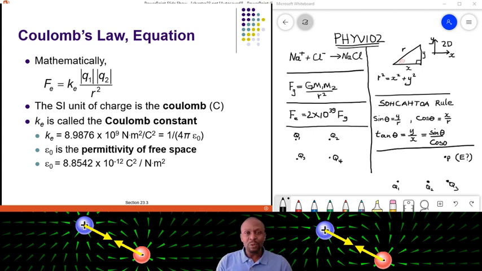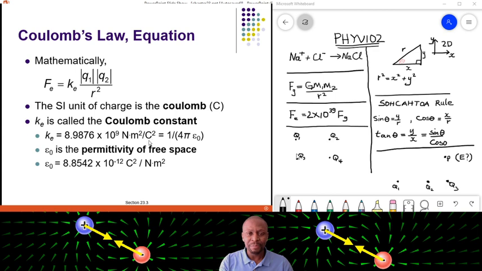Now, the mathematical equation for Coulomb's law is given by this equation here, where Q1 is point charge 1, and Q2 is point charge 2, and r is the distance between them, squared. The SI unit of charge is named after Charles Coulomb, and is given as C, and that C means coulombs, right? And you have a constant.